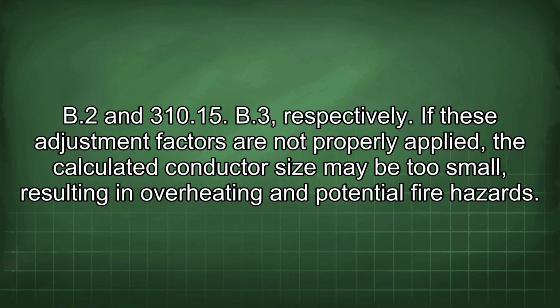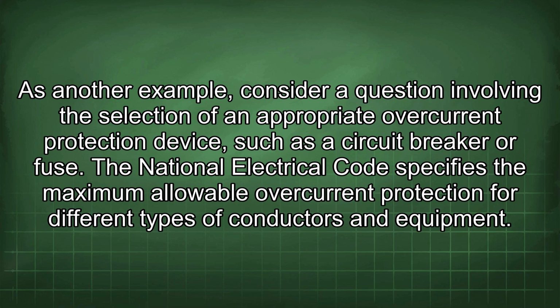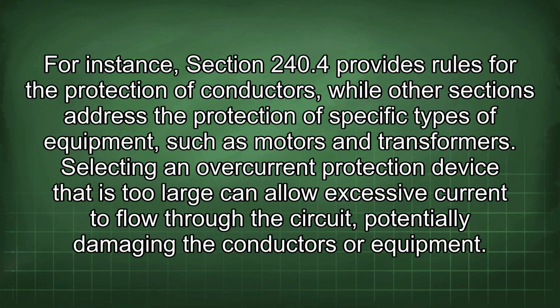If these adjustment factors are not properly applied, the calculated conductor size may be too small, resulting in overheating and potential fire hazards. As another example, consider a question involving the selection of an appropriate overcurrent protection device, such as a circuit breaker or fuse. The National Electrical Code specifies the maximum allowable overcurrent protection for different types of conductors and equipment. For instance, Section 240.4 provides rules for the protection of conductors, while other sections address the protection of specific types of equipment, such as motors and transformers.